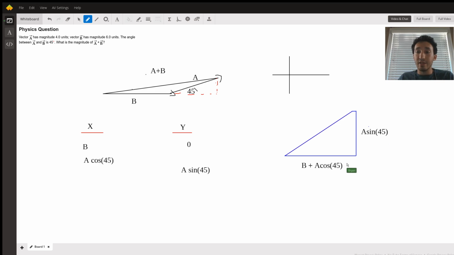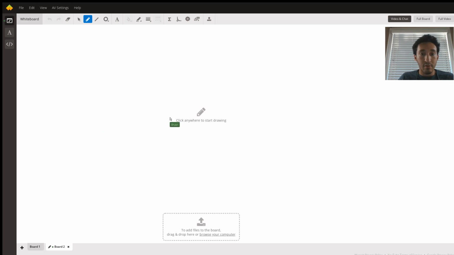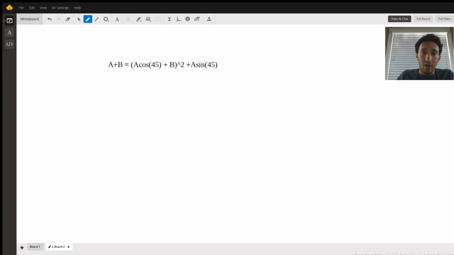So how do you find the magnitude of this vector? Well, just like you find the magnitude of any triangle's hypotenuse, the Pythagorean theorem. Let me make a new page. All right. So the magnitude of vector A plus B is equal to the square root of A cosine of 45 plus B, squared, plus A sine of 45, all of that also squared.